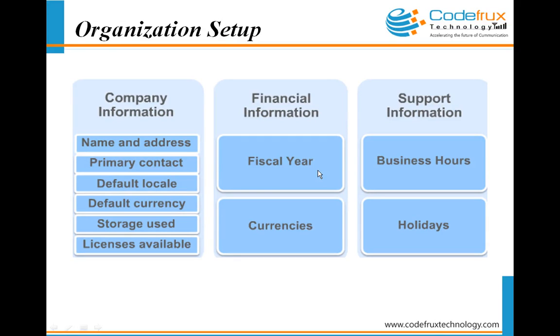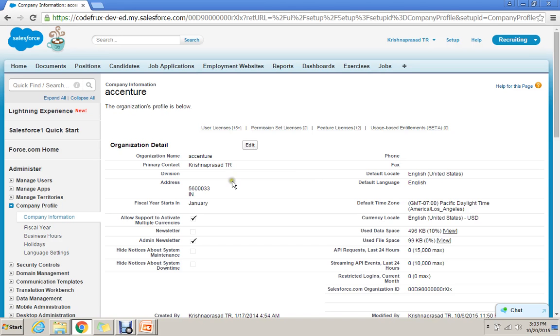I'm going to take you through the organization setup. The organization setup consists of three important settings: company information, financial information, and support information. Under the company information, we will have the organization name, the details of organization name, the default locale, default language, default time zone, currency locale, and used data space and used file space.